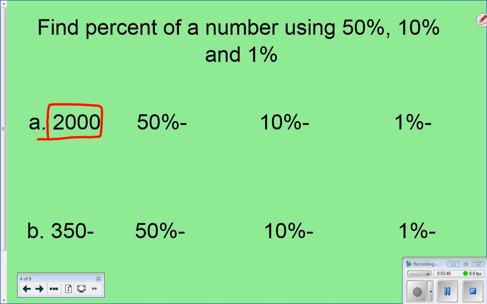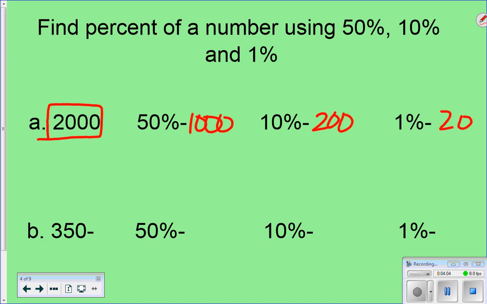Oh, that's just my dash. 50% is 1,000. That's just my dash. So like 50% is 1,000. I was just giving myself a space to write it. 10% would be 200. And 1% would be 20, right?